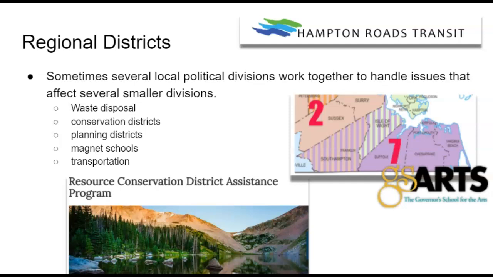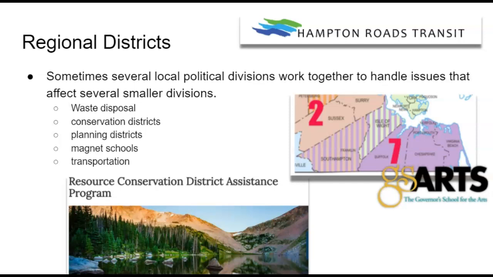Conservation districts, so if there's a natural resource like a river or a forest that needs to be conserved, a regional district will often handle that, because a river runs through multiple local divisions, and so one local division can't be the only one in charge of it. Planning districts, and this would be useful for businesses. So sometimes several small political divisions, like several cities, might work together to make plans for developing businesses in that area.